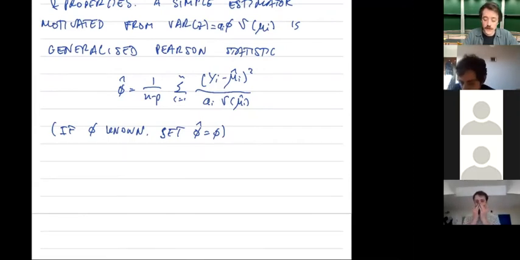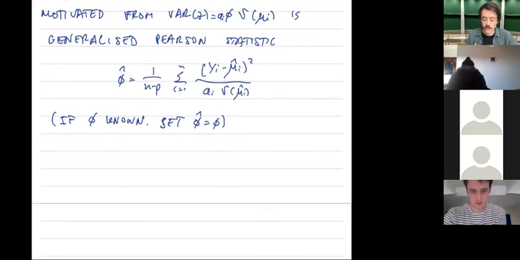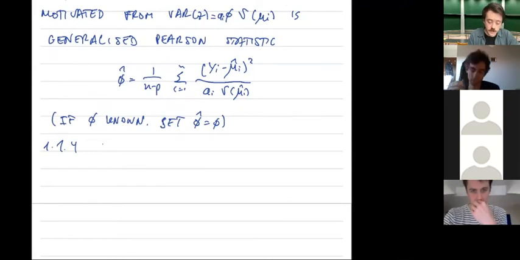Okay. So now that we have estimators, let's have some guarantees for these estimators. How do we construct inferential procedures from these? So, let's say 1.1.4, and these are asymptotic properties or guarantees.